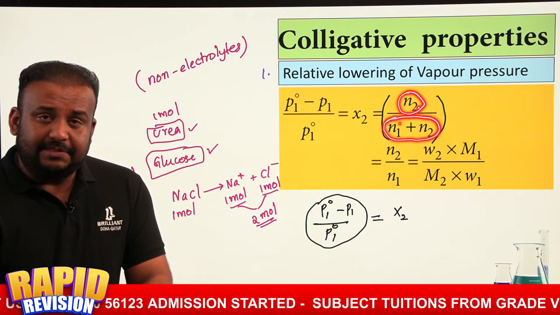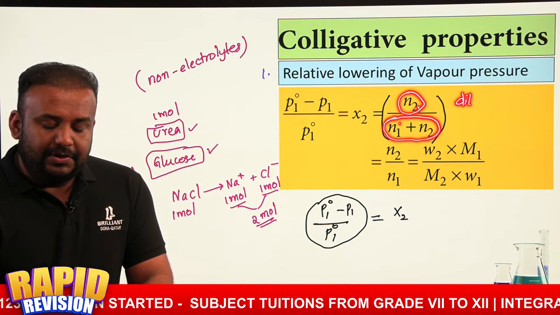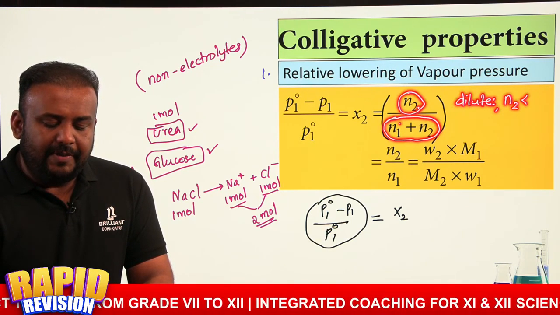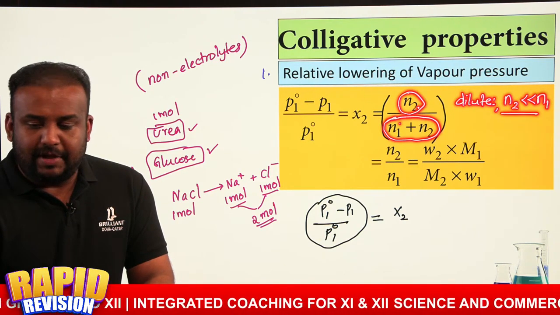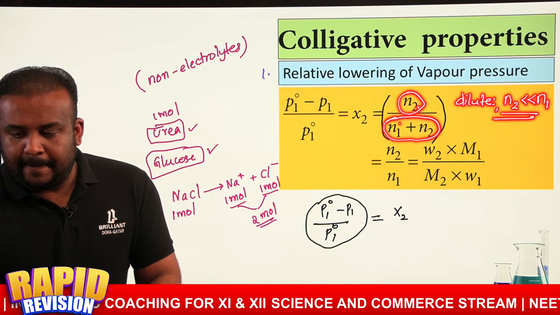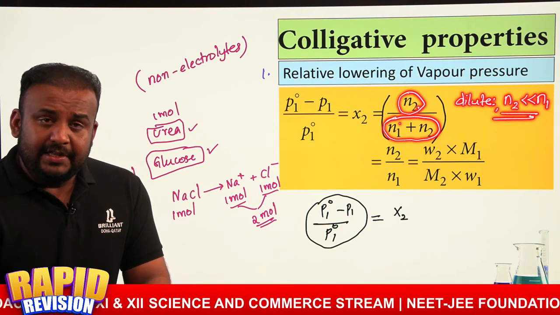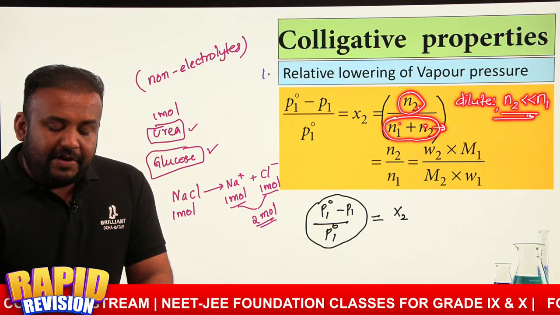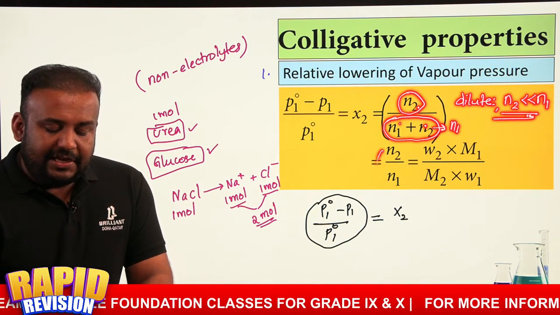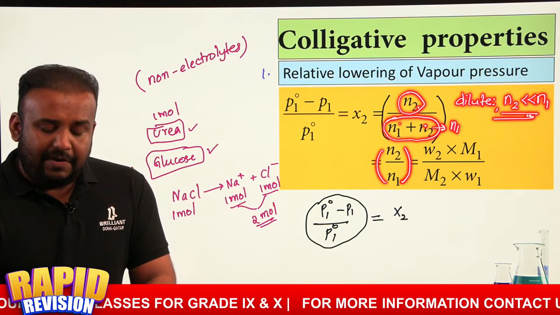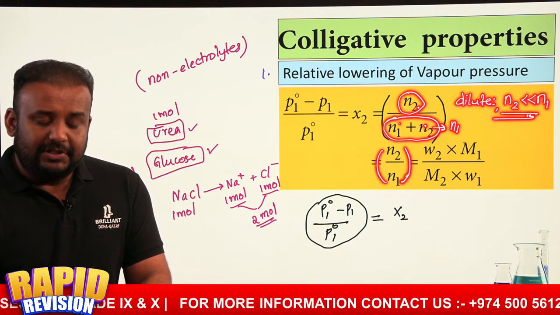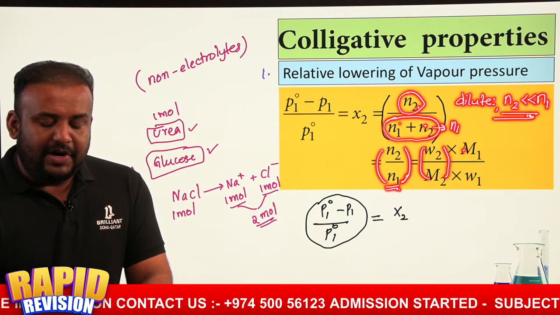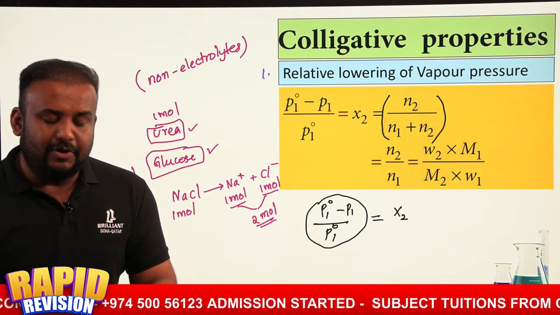Now, you see this expression, in a dilute solution, if you take a very dilute solution, the number of moles of solute will be negligibly smaller compared to the number of moles of the solvent. So in the denominator, instead of N1 plus N2, we can just write N1. That's how this equation became N2 by N1. Now, what is N2? Number of moles of solute, which is W2 by M2. And what is N1? It is W1 by M1. That's how this formula came.